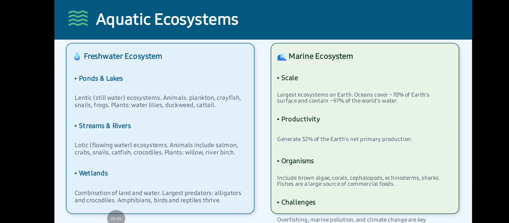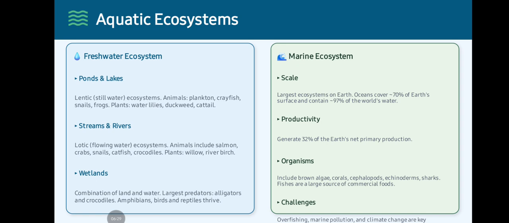Aquatic ecosystem, freshwater ecosystem: ponds and lakes, lentic, that is still water ecosystem. Animals: plankton, crayfish, snails, frogs. Plants, that is water lilies, duckweed, cattail. Streams and rivers, lotic ecosystem, flowing water. Animals include salmon, crabs, snails, catfish, crocodiles. Plants: willow, river birch. Wetlands, combination of land and water, largest predators, that is alligators and crocodiles, amphibians, birds and reptiles thrive.